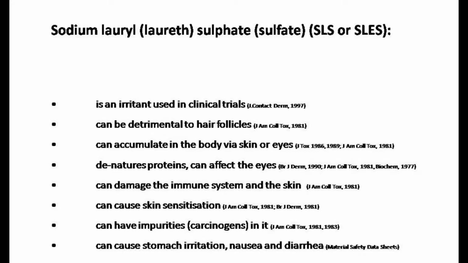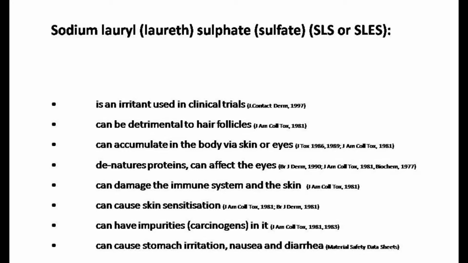SLS can accumulate in the body via the skin or eyes. It can denature protein. It can affect the eyes. It can damage the immune system and the skin. It can cause skin sensitization. It can have impurities in it which may or may not be carcinogenic. It can cause stomach irritation, nausea and diarrhea.